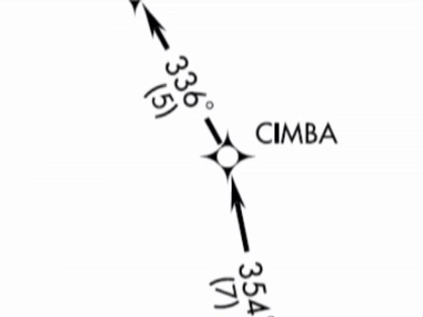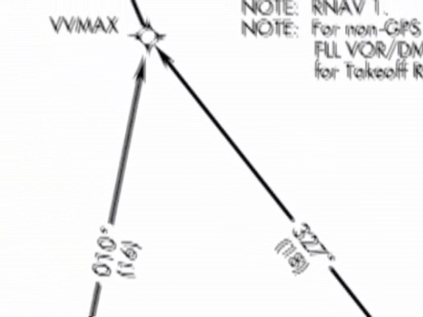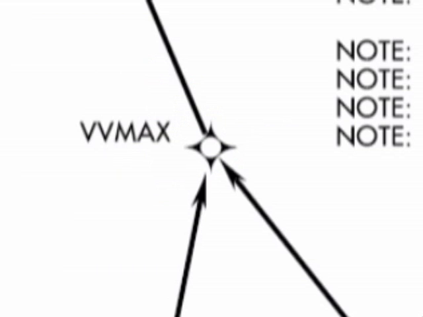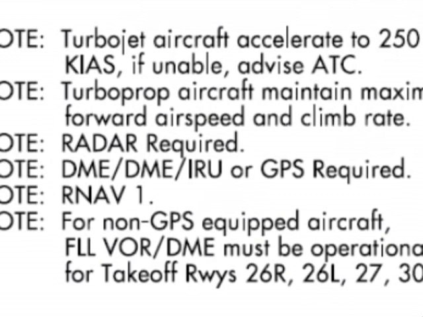From Simba, we fly to Fork on a heading of 336 degrees and a distance of 5 nautical miles. From Fork, it's another 18 miles to VVMX. You will notice that aircraft that took off from runways 26, 27, and 30 will also be joining you at this intersection. Remember the funnel example? The chart also contains special information located in notes along the way. It tells us that we should be at a speed of 250 knots, and it also lists equipment requirements that your aircraft must meet in order to fly this chart.